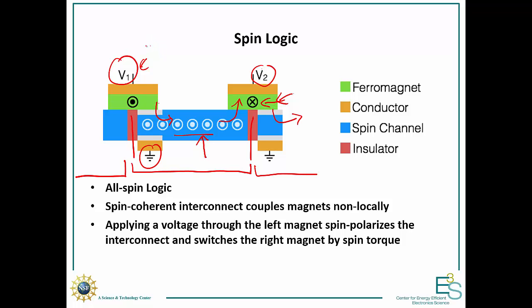If we imagine a top-down view, we can have several magnets here, and then they're connected by some of these spin coherent interconnects, and they go into, say, one output magnet. And you can actually, again, make a majority logic gate this way.